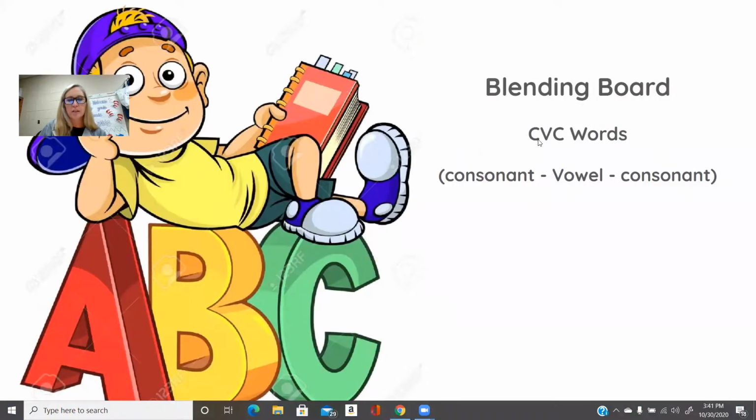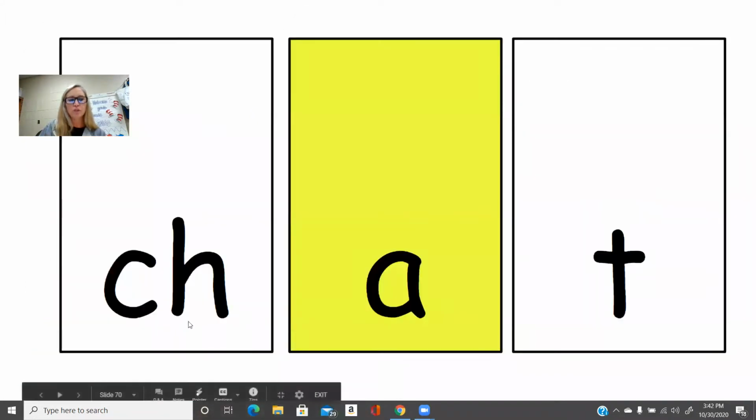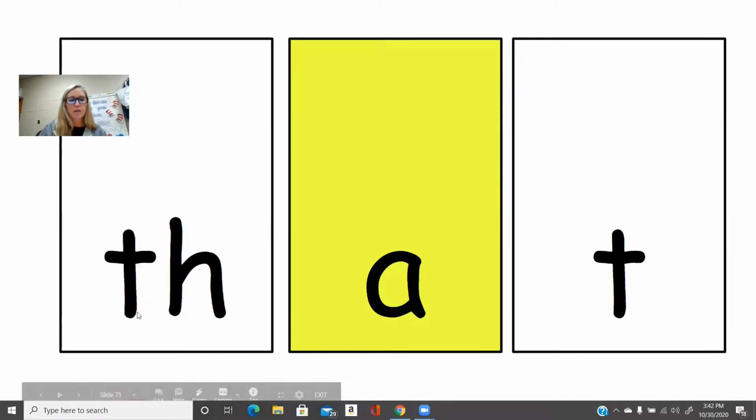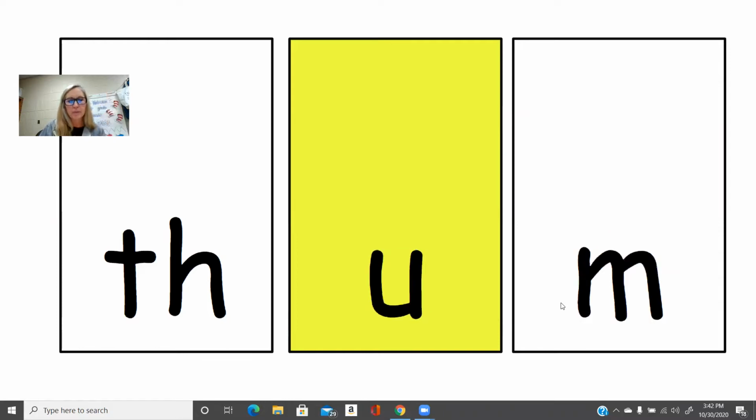Remember, we're working on CVC words, consonant, vowel, consonant. All of our words have a short vowel because we have 1 or more consonants following the vowel. Here we go. Ch, at, chat. And this time we're going to have the voiced sound. At, that. Let's do the not unvoiced sound.